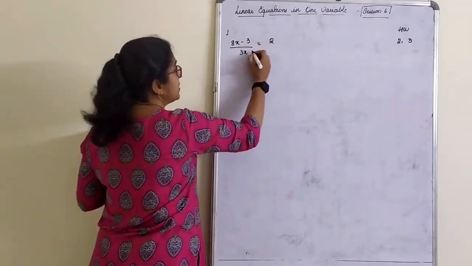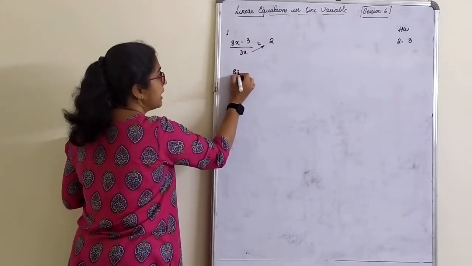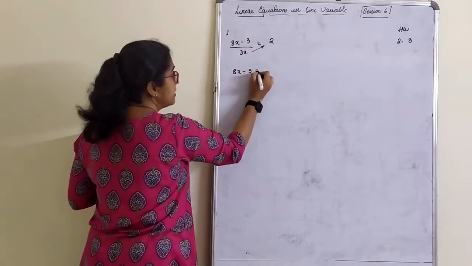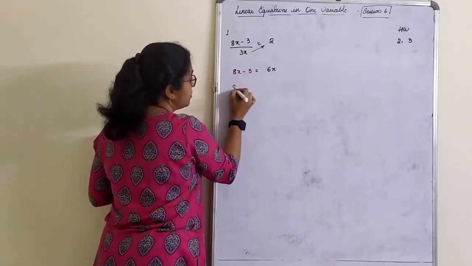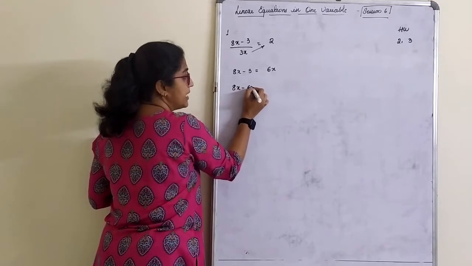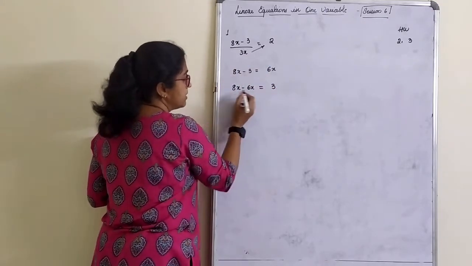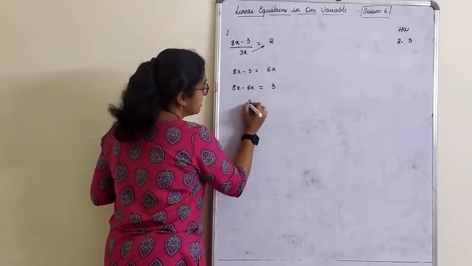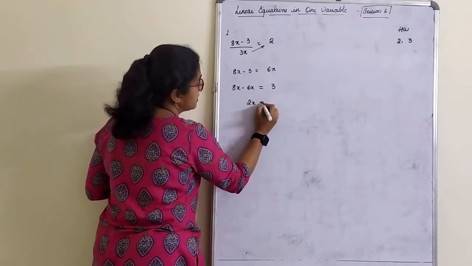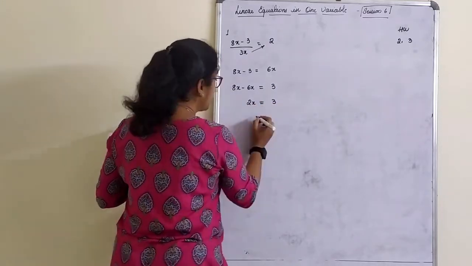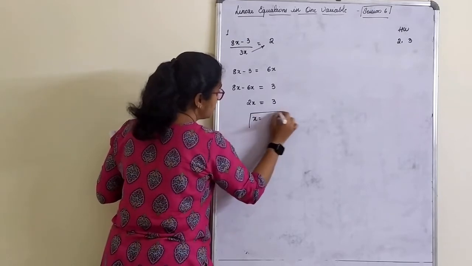So what do we do now here? We cross multiply this 3x with 2. So this is 8x minus 3 is equal to 3 2s are 6x. Transpose: 8x minus 6x is equal to minus 3, when it comes to this side plus 3. 8 minus 6 is 2x. Sorry, 8 minus 6 is correct. 2x is equal to 3, where x is equal to 3 by 2.